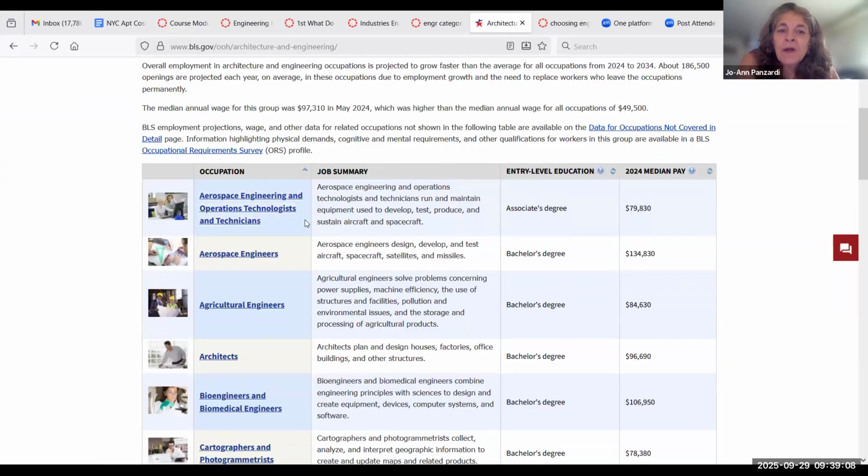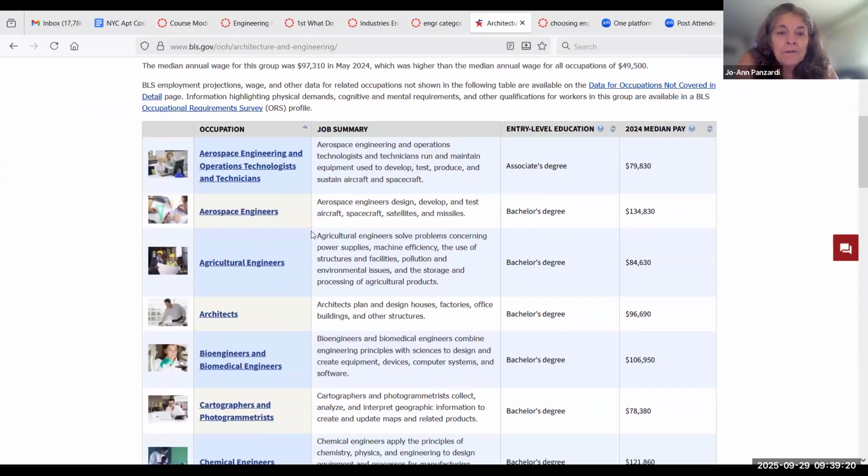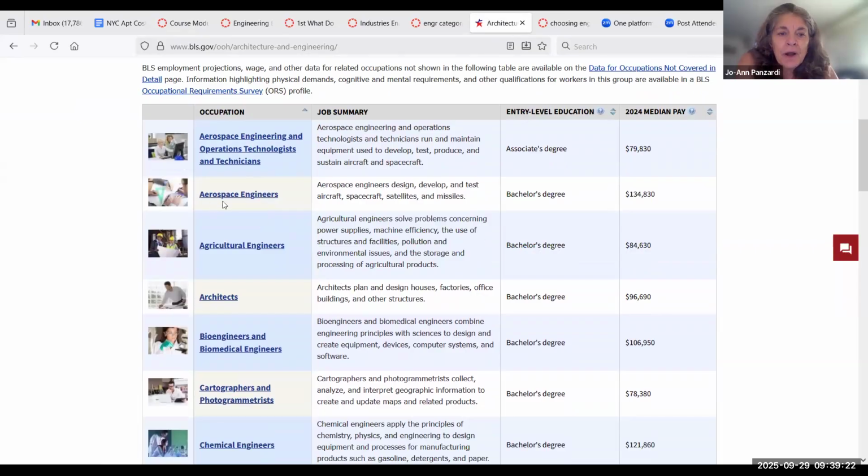But if you click on the link, you'll also get more specific information about job summaries and also the outlook of the job for the next 10 years. If you look at this, you'll notice that there are aerospace engineers and then aerospace engineering technologists or technicians. When they call them techs, they're really techs. They work under engineers. And notice technicians only need a 2-year degree, not a 4-year degree.